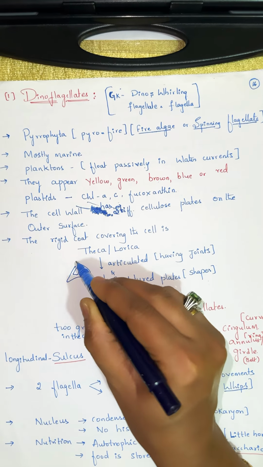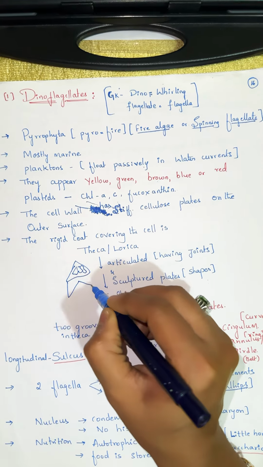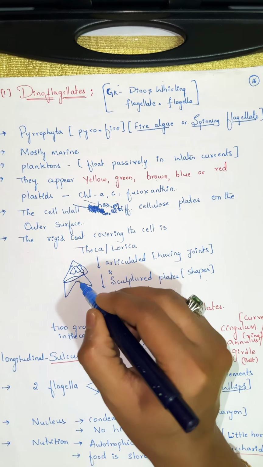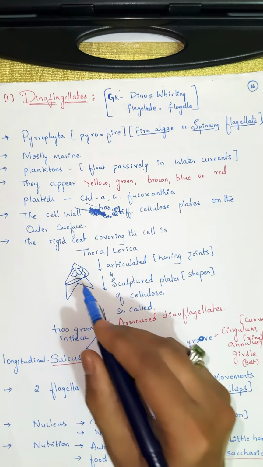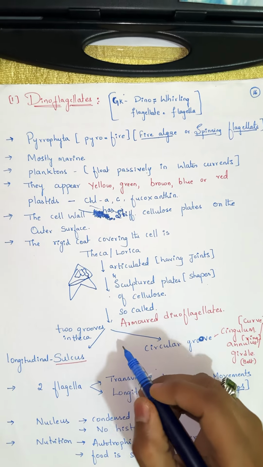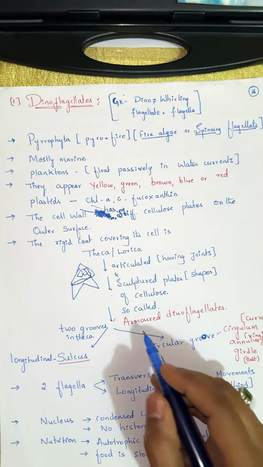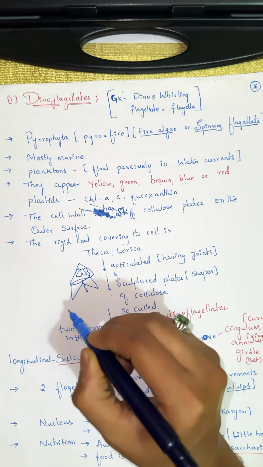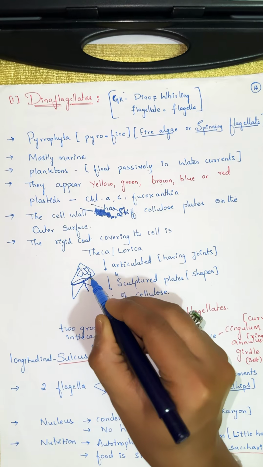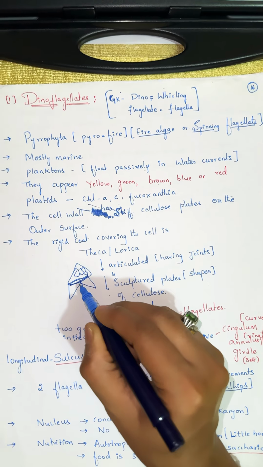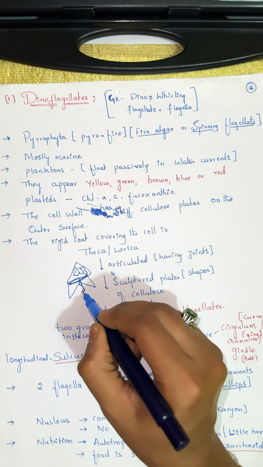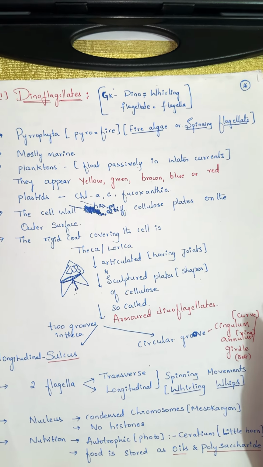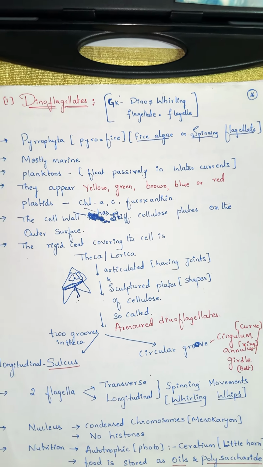So it looks like armor, like the Iron Man suit that he wears. That type of suit is very sculptured, and so we call them armored dinoflagellates. There are two parts, the sulcus and the cingulum. The longitudinal groove is called the sulcus and the circular groove is called the cingulum. Two grooves, two flagella: one is a longitudinal flagellum, one is a circular flagellum. In the next classes we will be talking more about the dinoflagellates. Thank you for watching.